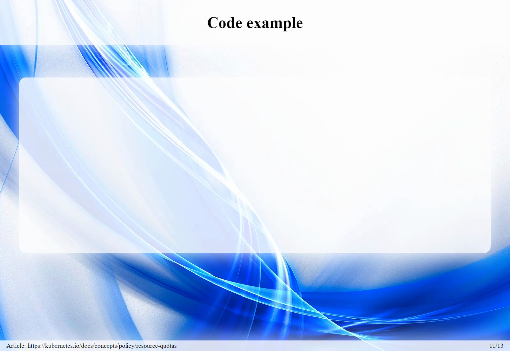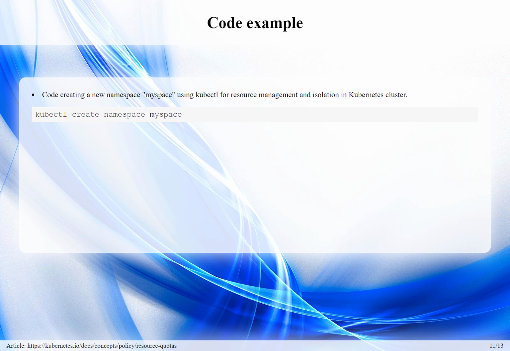Code example. This code creates a new namespace called MySpace using the kubectl command. Namespaces are used to logically divide and isolate resources within a Kubernetes cluster. This command allows for specific resource management and usage restrictions within the MySpace namespace.